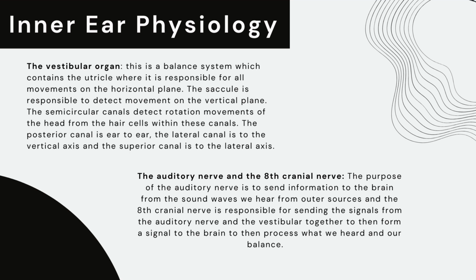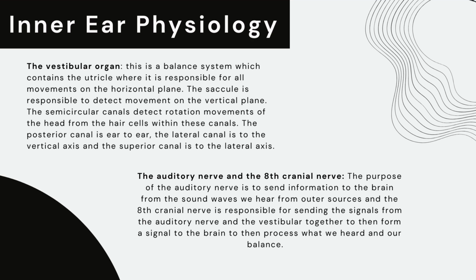Here's some more inner ear physiology. The vestibular organ. This organ system contains the utricle, which is responsible for all movements on the horizontal plane. The saccule is responsible to detect movement on the vertical plane. The semicircular canals detect rotation movements of the head from the hair cells within these canals. The posterior canal is ear to ear, the lateral canal is the vertical axis, and the superior canal is the lateral axis.